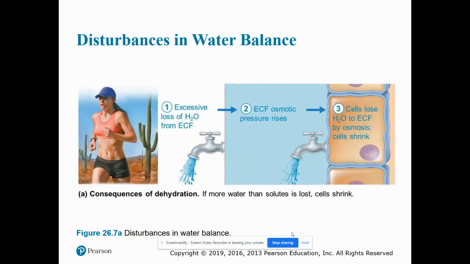So with excessive loss of water from the extracellular fluid, we're going to have an osmolality increase out here, which is going to cause the cells to lose water, and so they're going to shrink.